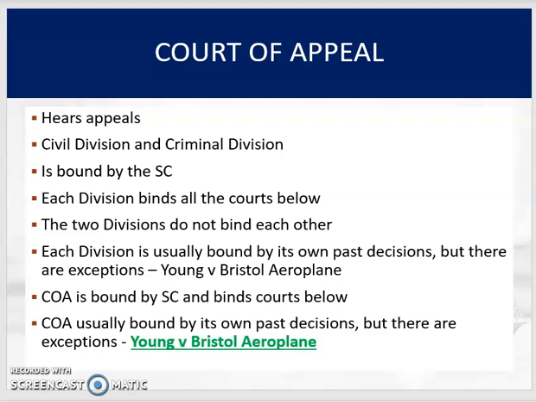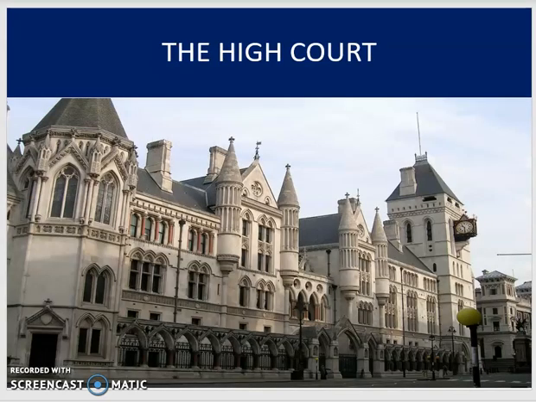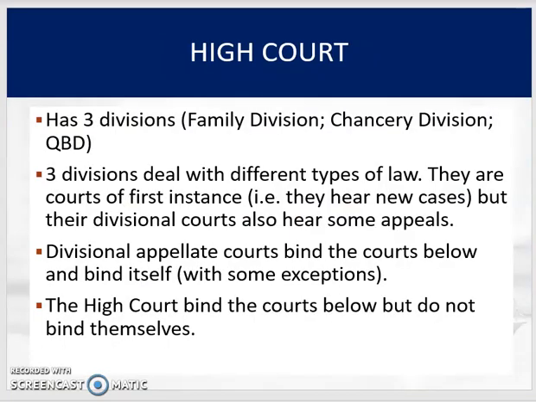So if we move to our next court down in the hierarchy, we've got the High Court here. The High Court has three divisions, and we've seen this previously. It's got a family division, a chancery division, and QBD, which stands for the Queen's Bench Division. Those divisions deal with different types of law. They are courts of first instance, meaning that they hear new cases, but there is a divisional court within each of these divisions, which will also hear some appeals.